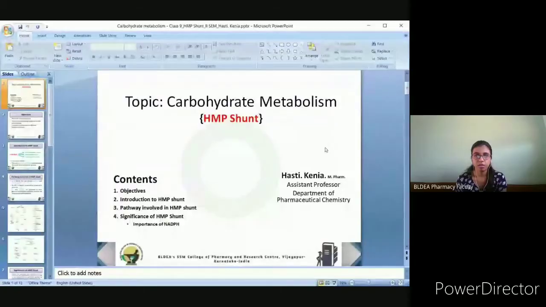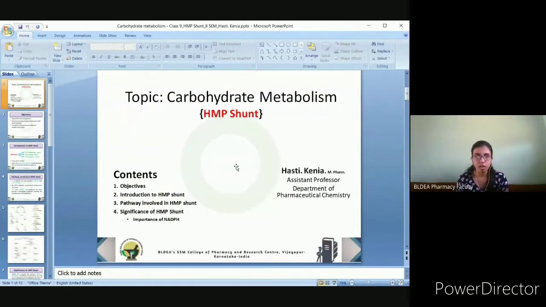Level. So starting with HMP shunt. Okay, so now what is HMP shunt? This is hexose monophosphate pathway. Okay, now this is hexose monophosphate pathway, that is HMP, and shunt is like it is a pathway.